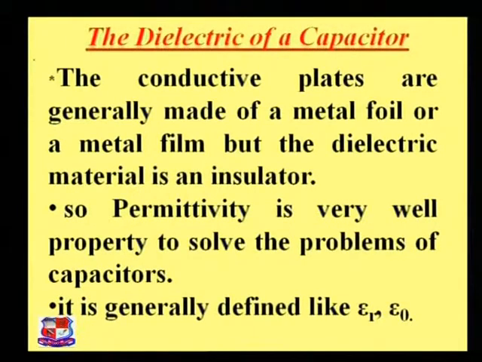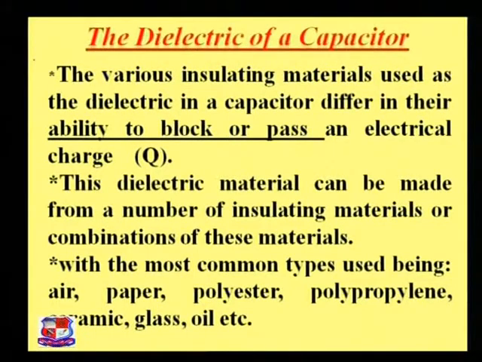Permittivity is a property that describes how much electrical current passes through the capacitor, or the property to block the current or to pass the current through the capacitor. Epsilon is the absolute permittivity, epsilon 0 is the permittivity of air, and epsilon R is the relative permittivity, as we already discussed in the previous slides.